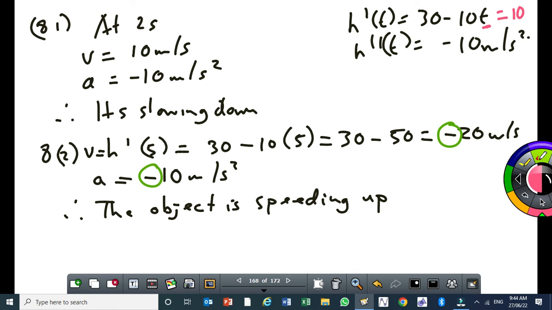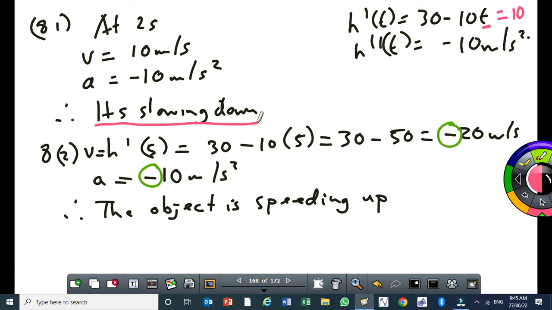Now, since the velocity is positive but the acceleration is negative, that's a sign that the object is slowing down. The velocity is positive, but the acceleration is negative. Therefore, the object is slowing down.